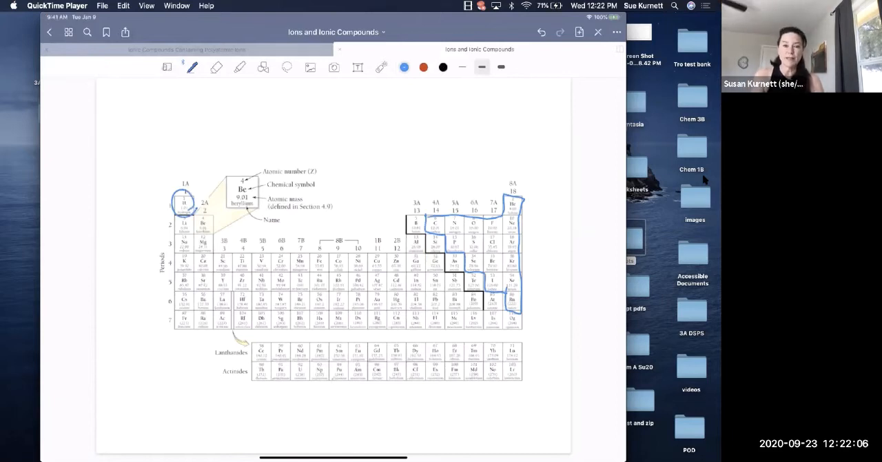Nonmetals gain electrons. How many electrons? Well, how many do I need? If it's oxygen, oxygen needs to gain 2 electrons to be like the next noble gas.